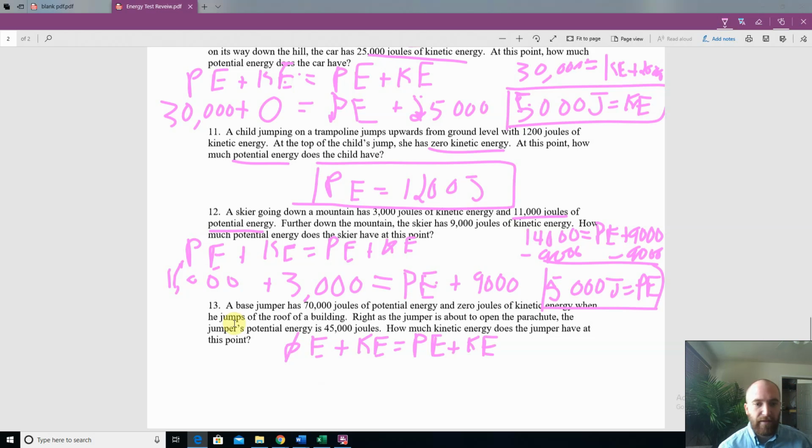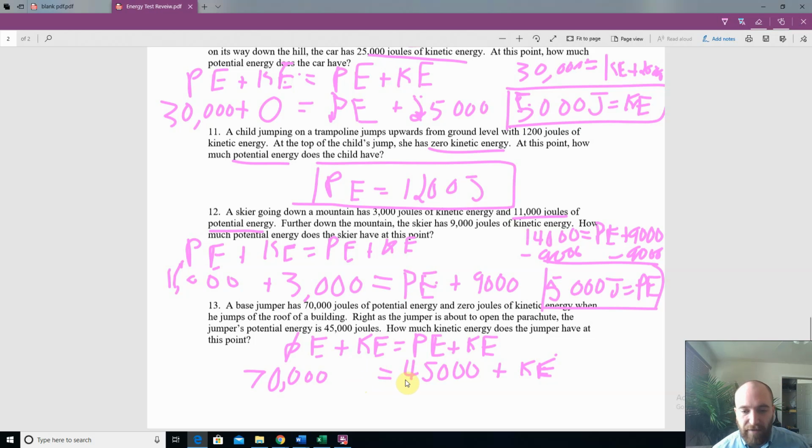Plugging in, we have 70,000 joules of potential and 0 joules of kinetic before we jump off. So that's 70,000 plus 0 is equal to, okay, right as the jumper opens the parachute, we have a potential energy of 45,000, so that's 45,000 plus, and then we're solving for this kinetic energy. Okay, well, 70,000 plus 0 is just 70,000, right? Equals 45,000 plus KE. So I'm just going to get rid of this plus 0, because it doesn't really do anything.